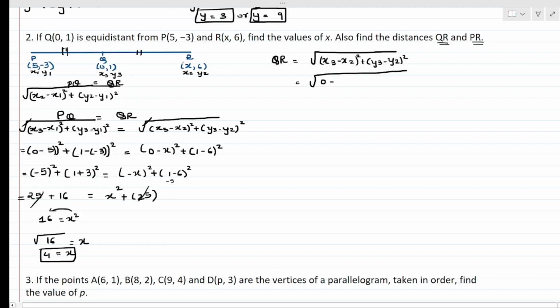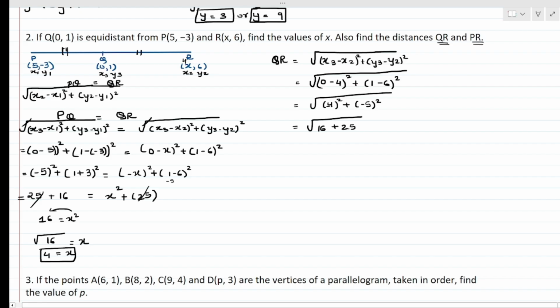Now, in this case, I got my value of x. It becomes 4. So, you will write over here 4 the whole square plus, what is my y3? My y3 is 1 minus 6 the whole square. Now, put the value: 0 minus 4 means 4 the whole square, plus minus 5 the whole square. That means under root 16 plus 25.